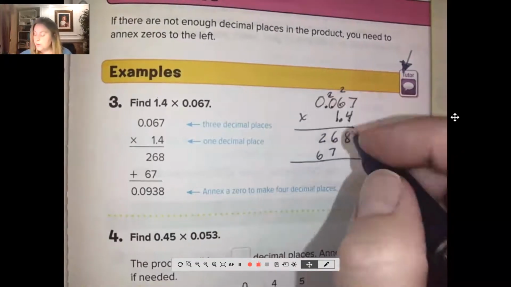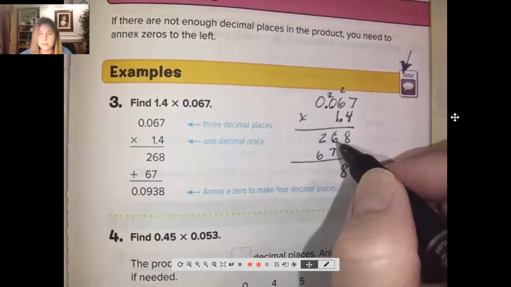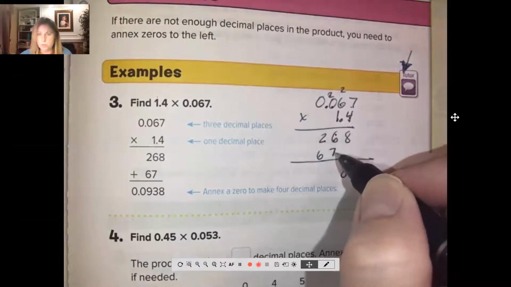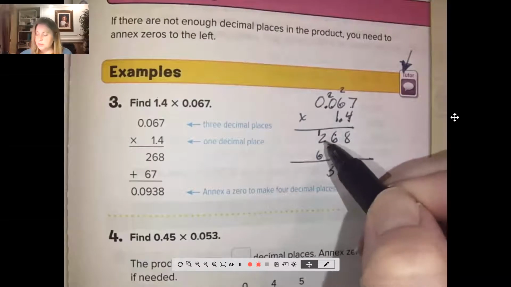Okay. So then we add. We have 8 plus nothing is 8. 6 plus 7, right? 6 plus 6 is 12, so 6 plus 7 is 1 more, 13. Write the 3, carry the 1. 6, 8, 9.